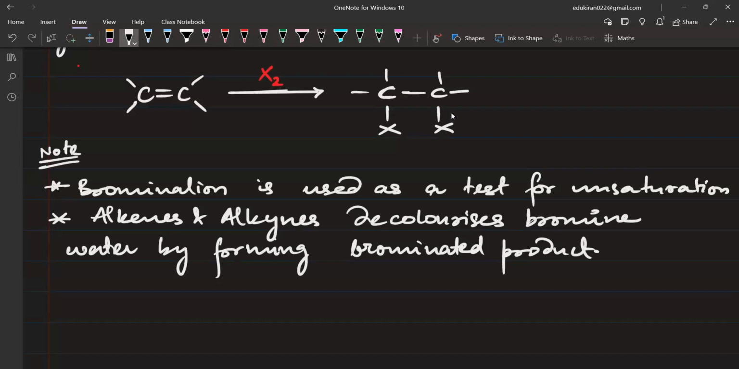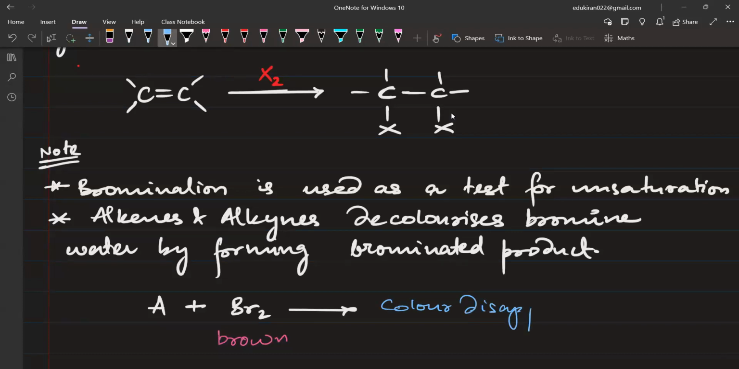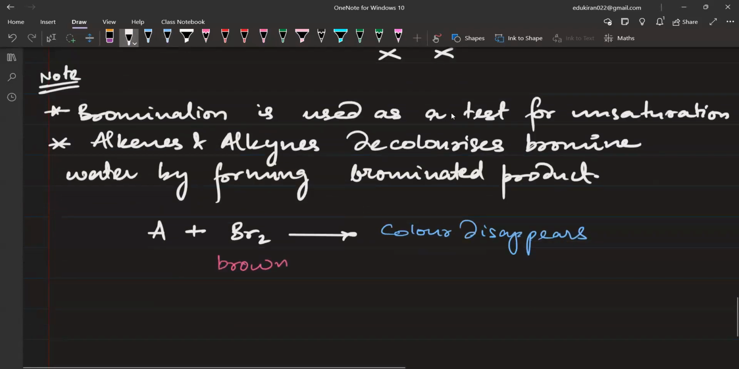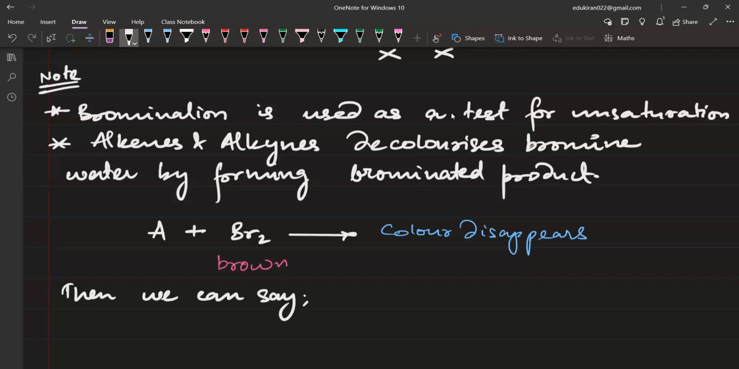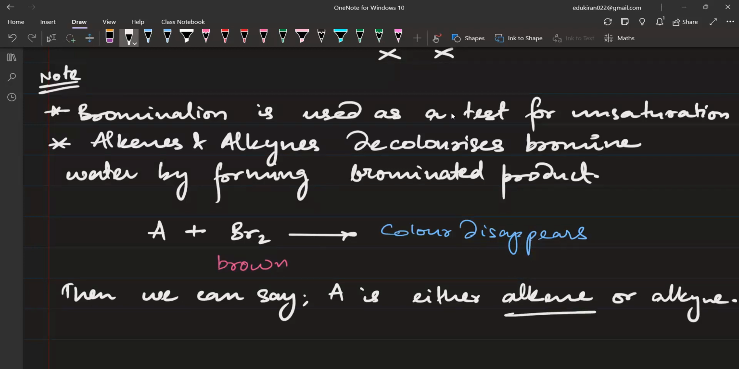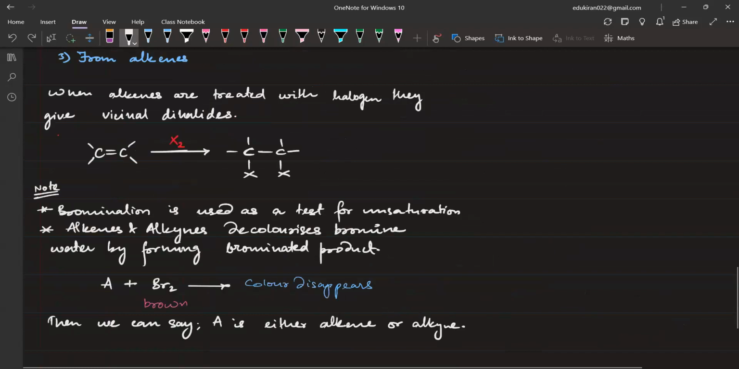What does this mean? For example, if you have some sample A, you add Br2 to it. The color of Br2 is brown. Bromine water is brown in color. And then what is going to happen? If you react A with Br2 and the color disappears, so it decolorizes. The color disappears. Then we can say A is either alkene or alkyne. If you have a double bond anywhere, if you have any alkenes, then all the alkenes will decolorize bromine water. Make sense? Yes or no? Please tell me, guys. Did you understand? Yes sir. Good.